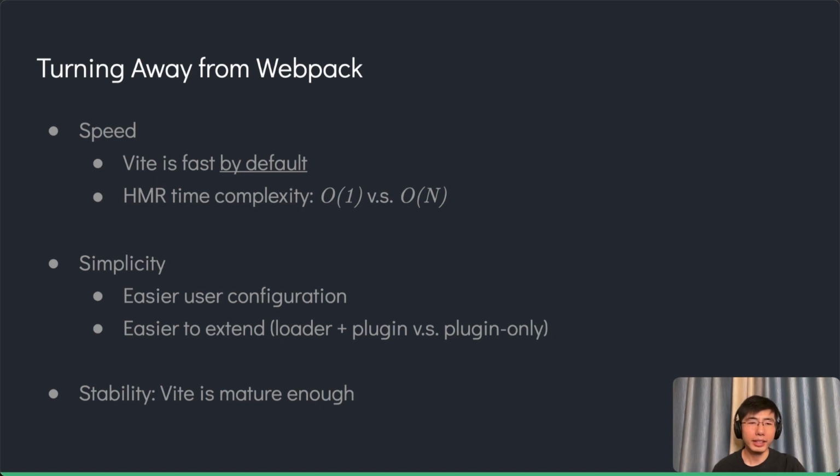Besides, when it comes to the hot module replacement feature, the time complexity of the Vite implementation is constant, while Webpack's is proportional to the module count. So when the project grows, the hot module replacement in Webpack gets slower. And this is by design, meaning that Webpack can never catch up with Vite.